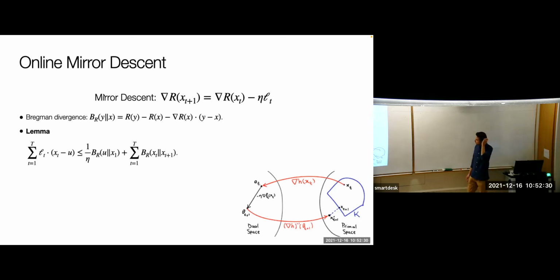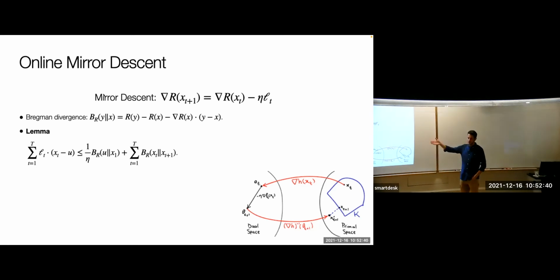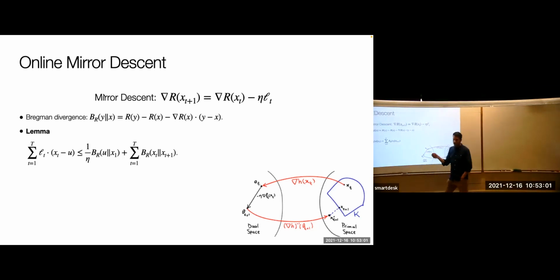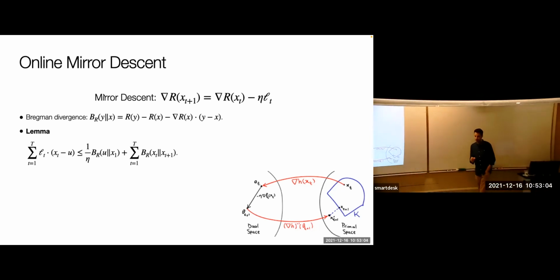General results say that the regret of mirror descent scales like the initial distance between x_1 and the best u in hindsight, times one over the time step. This is exactly like in gradient descent, right? It depends where I start. If I start close to optimal, then I can learn very quickly. But if I'm far away, I need to do some more work. Plus some term that scales with the distance between x_t and x_{t+1}.